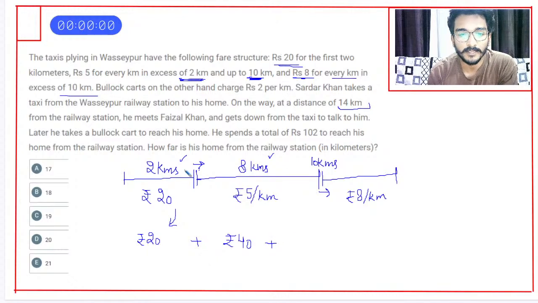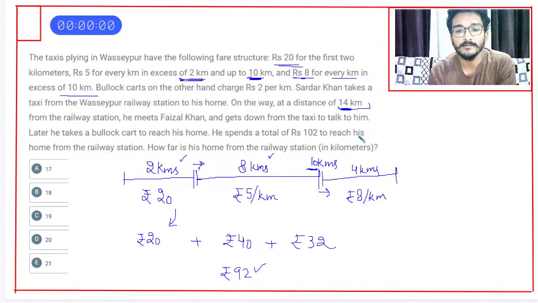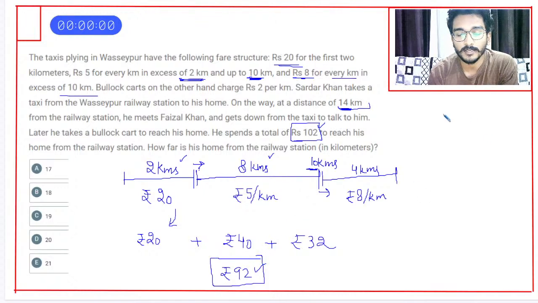Correct. We have covered 10 kilometers, the checkpoint, and then we have to cover 4 more kilometers. So the amount would be 32 rupees. So this is in total how much? 92 rupees we have already exhausted. We have used 102 rupees in total. This is given in the question. 92 rupees we have exhausted. So the remaining amount is 10 rupees.